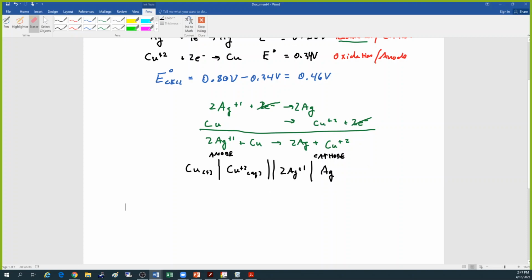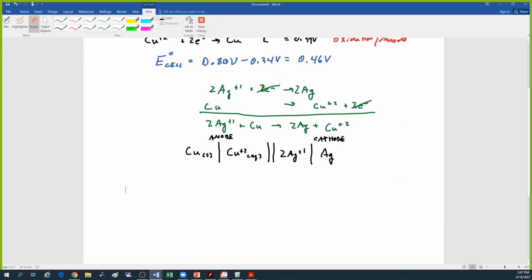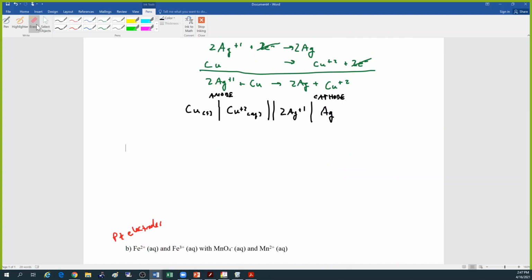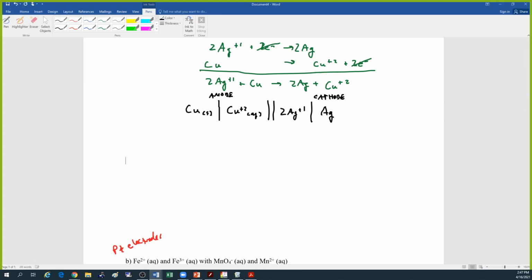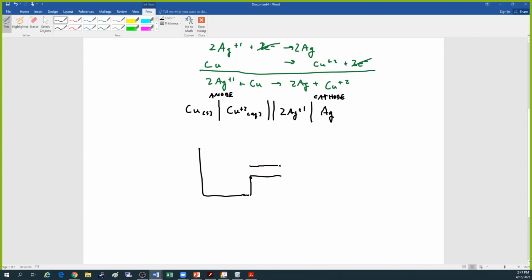All right, I think all we have left is the picture then, right? And hopefully it makes sense that once you've drawn the line notation, you can just translate that right into the picture. So I expect you drew something like this. I'll draw it in a slightly different form this time just for fun. Watch this. Different kind of salt bridge. Same idea.